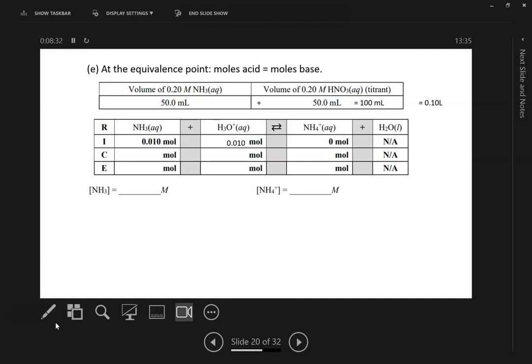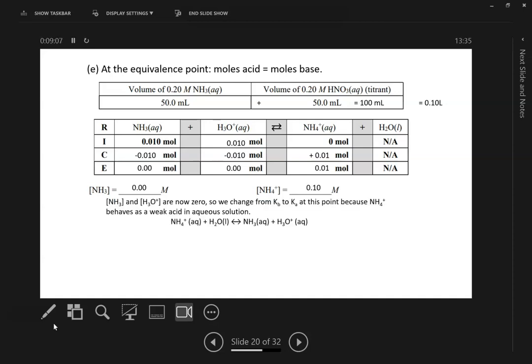All right, at the equivalence point, the moles of acid is equal to the moles of the base, just like the equivalence point in the other problem we did. So at this point, we have 100 milliliters, which is 0.1 liters. So all of my NH3 and all of my H3O plus is consumed, which just leaves NH4 plus. So now when I look at this, all I have is 0.1 molar of NH4 plus. So NH3 is 0 and H3O is 0.